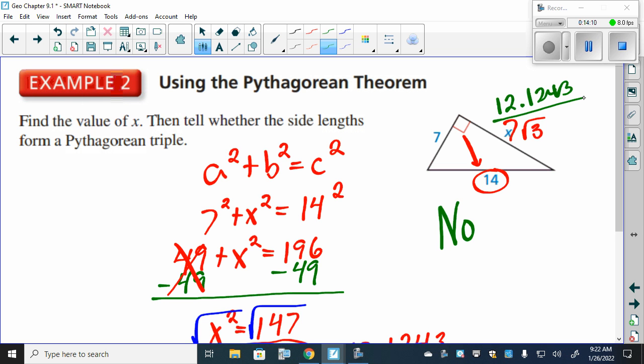Is this side length bigger than 14? No, because again, the hypotenuse is always going to be the biggest length. So if we're solving for the missing sides of a triangle, and the one we're solving for is not the side opposite 90 degrees, we know whatever that length is can't be bigger than the hypotenuse. So if we do get an answer where the value is bigger than the hypotenuse, we know something didn't work out right.